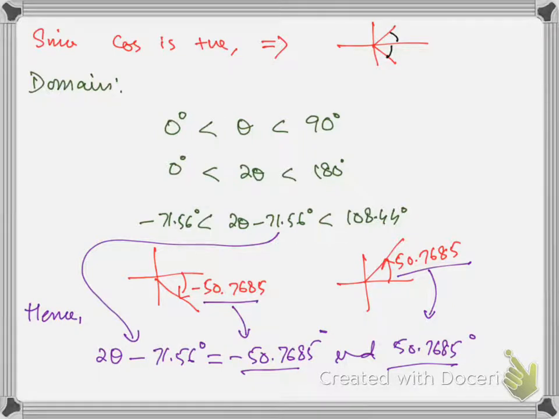First make the new domain. Unless we make this domain, we won't be able to solve this question. This minus 71.56 means work in clockwise direction. So this is answer number 1, and this is answer number 2. We cannot work here because of this domain. Therefore, we have 2 answers.